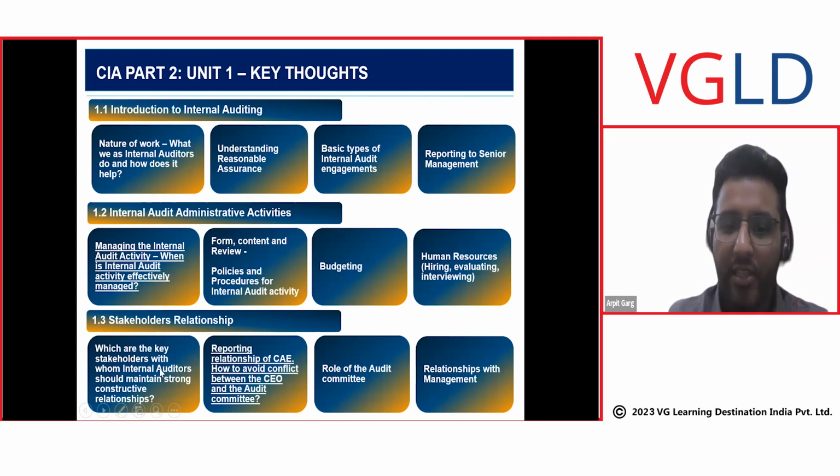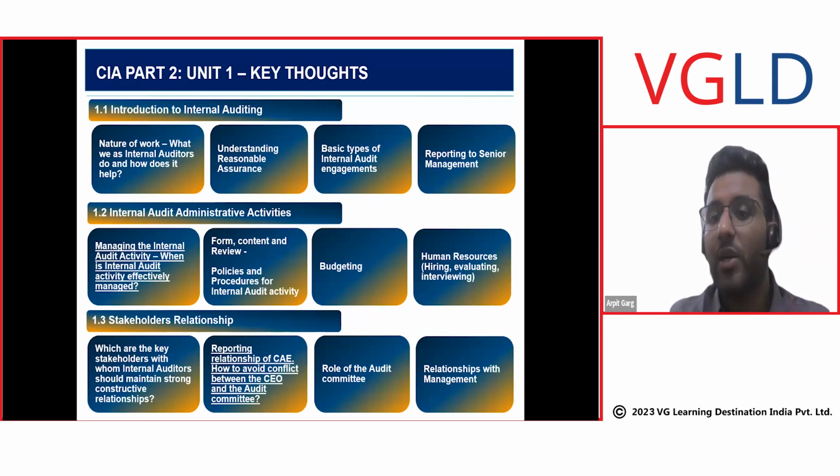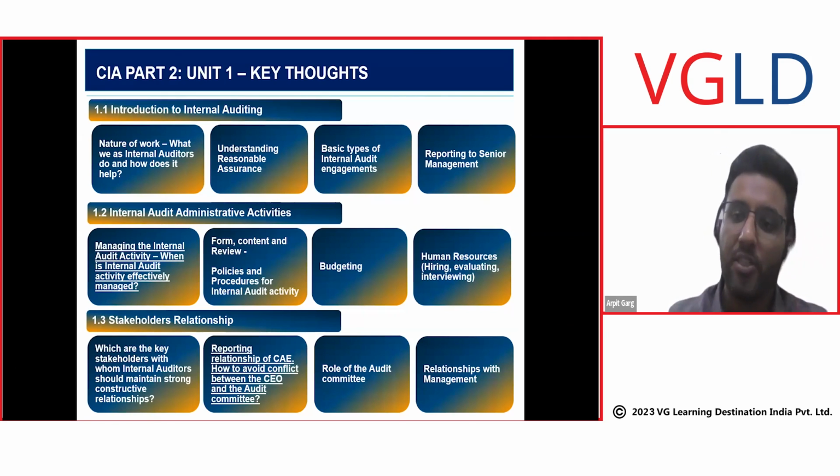Within the stakeholder relationship, how do we avoid conflict between a CEO and the audit committee? What is that one keyword that I need to remember? These are the key takeaways when we go through the session series in detail. So these are the key learnings.